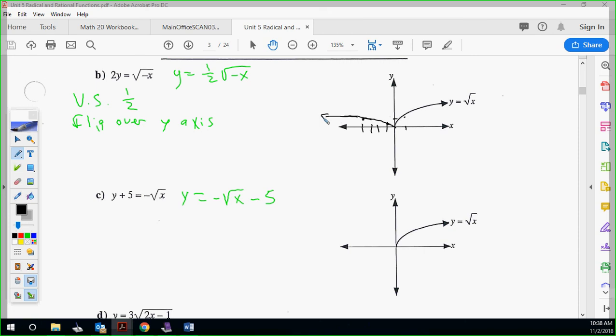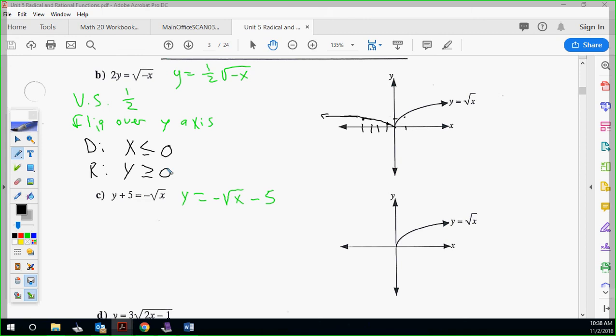Okay, so the domain for this one, what's the domain? X is less than or equal to 0. Good. What's the range? Right, the range didn't change, correct? Okay, good. All right, and we'll look at C, then like I said, I'll pause and let you guys try D.